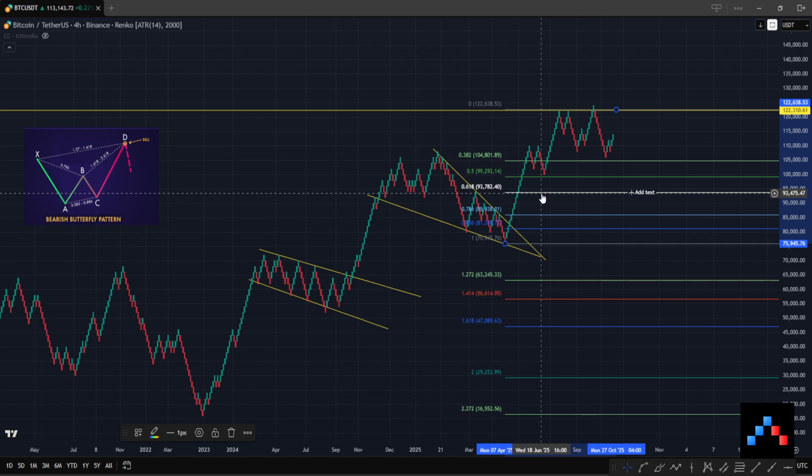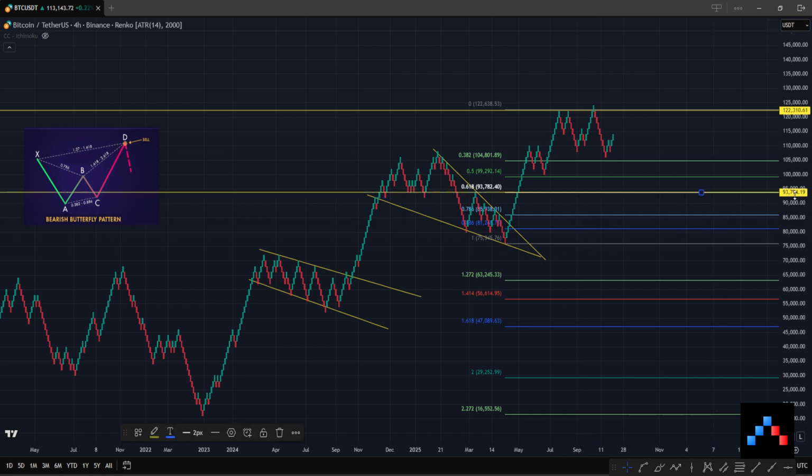We can see that we have the Fibonacci golden ratio at around 0.618. Okay, I'm going to add a line here, which is at around 93,794, around 94,000. What kind of confluence can we have here? We have support, support, support, and resistance here. The level of resistance, and also the Fibonacci of 0.618. So we have multiple confluences that the price action might come and revisit the 0.618, something like that.